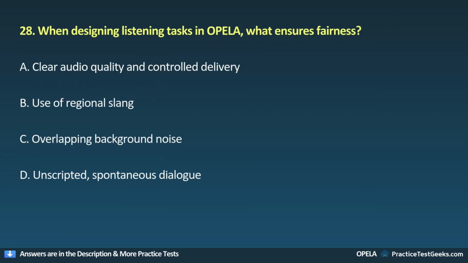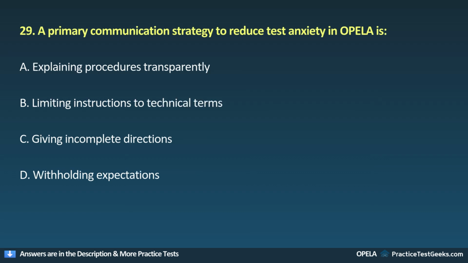28. When designing listening tasks in OPELA, what ensures fairness? A. Clear audio quality and controlled delivery. B. Use of regional slang. C. Overlapping background noise. D. Unscripted, spontaneous dialogue.